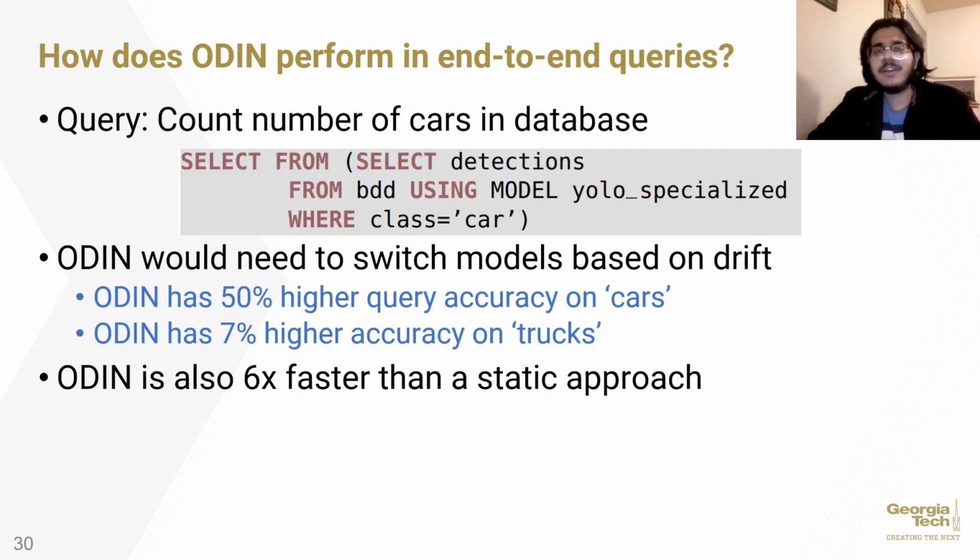We then test an aggregate query with ODIN. The query we show here is to count the number of cars. ODIN is useful here because we need to run an object detector across an entire dataset with different types of features. Compared to a static model, ODIN has 50% higher query accuracy on counting cars. Since trucks are larger and less common in BDD, they are easier for the static model, so ODIN only sees a 7% higher accuracy. Since ODIN uses tiny specialized models, it is also 6 times faster than the static model.